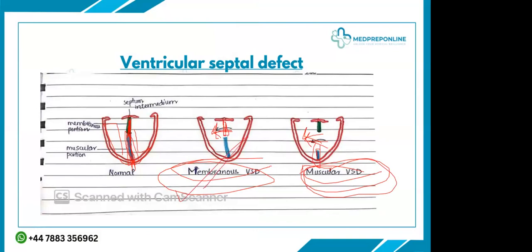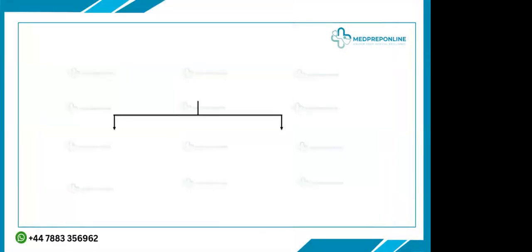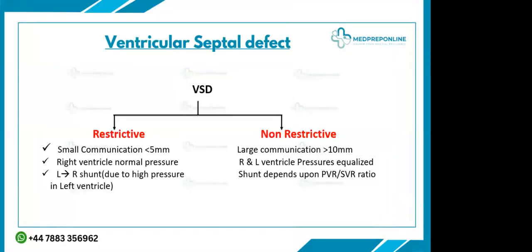The membranous VSD is the most common type of VSD, but it is not going to close spontaneously. The spontaneous closure of VSD is going to be seen with the muscular VSD. I will talk about that later. This is an important thing to remember.